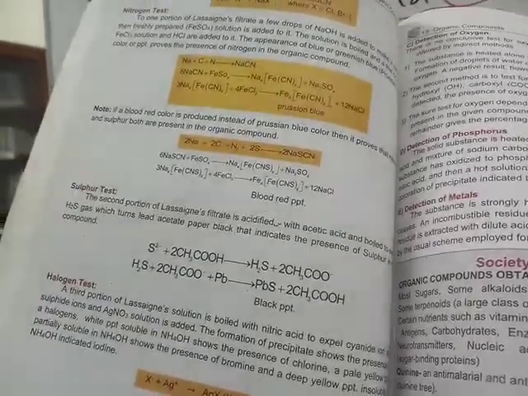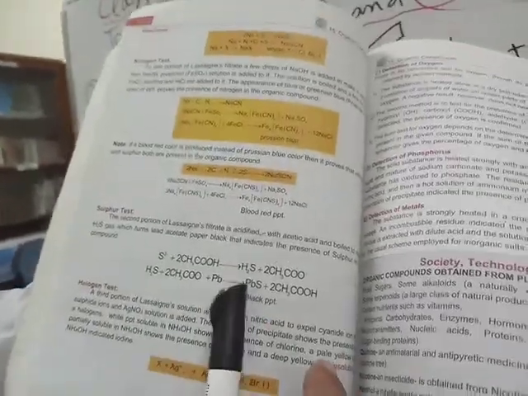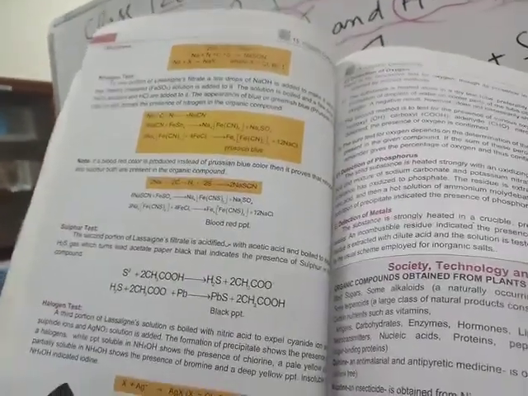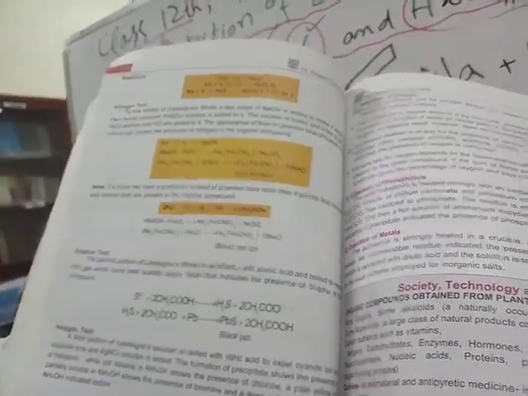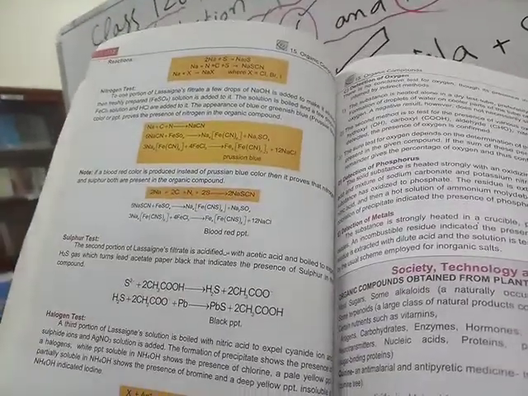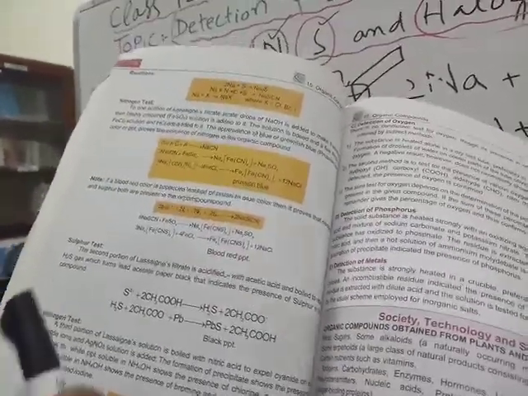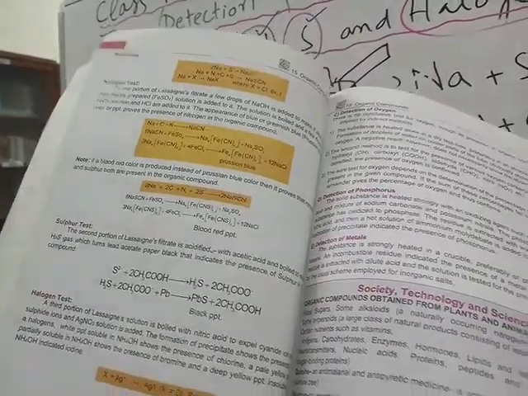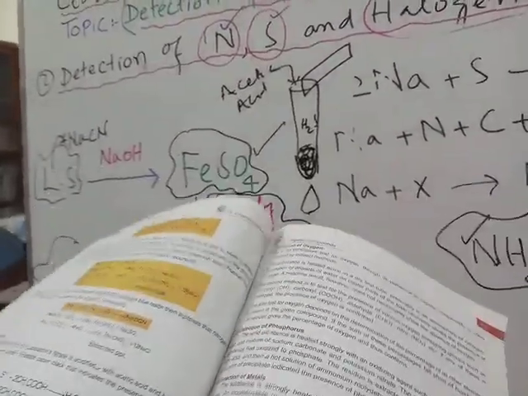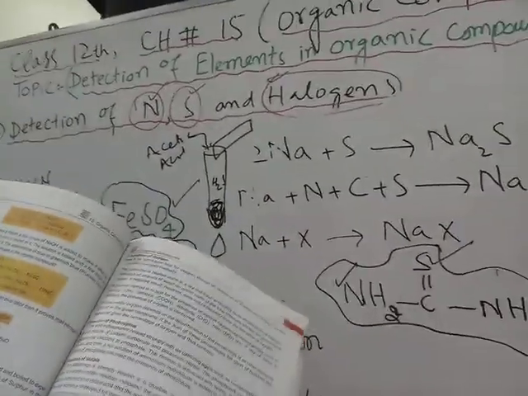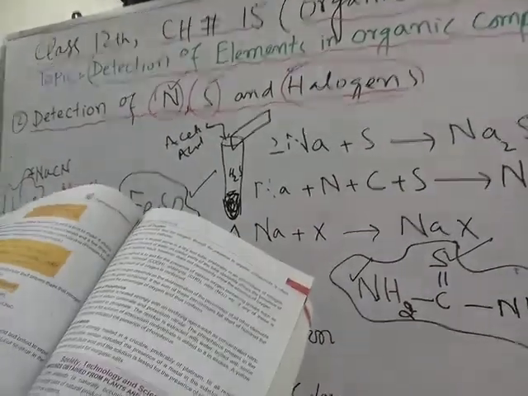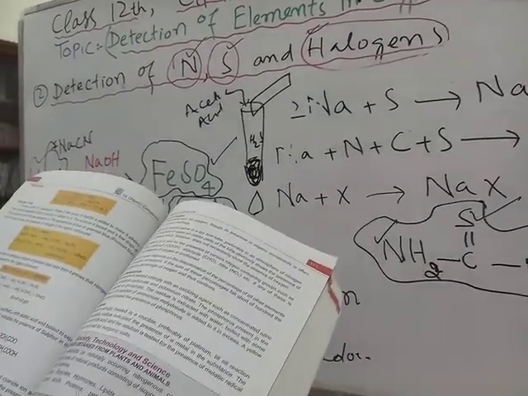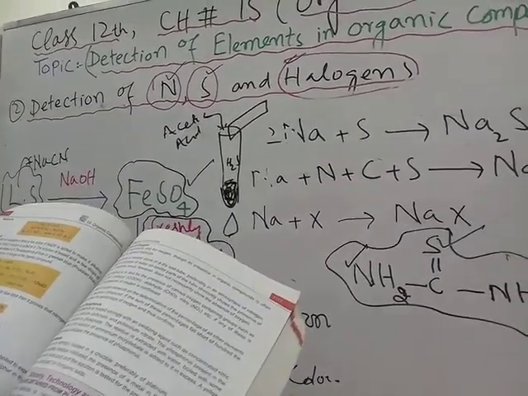Why does it turn black? Because lead sulfide, PbS, is produced, which is a black precipitate. That's why the paper turned black. So this indicates the presence of sulfur. Now we know that we had divided the Lassaigne solution into three parts. So what to do with the rest of the parts?